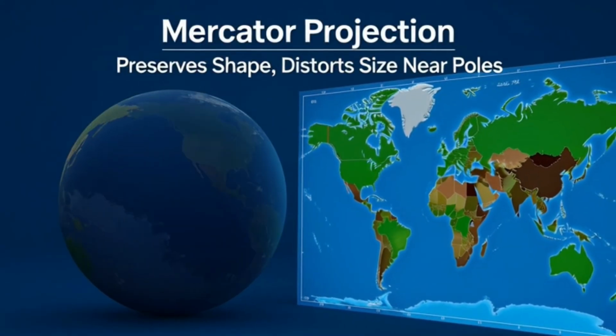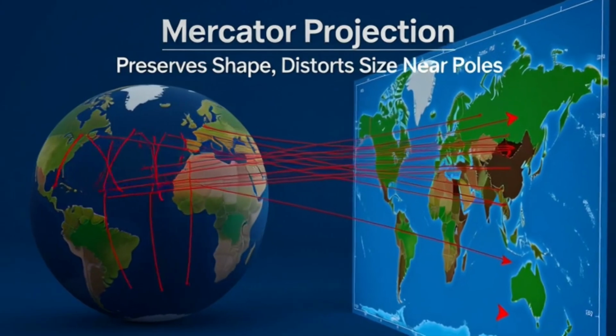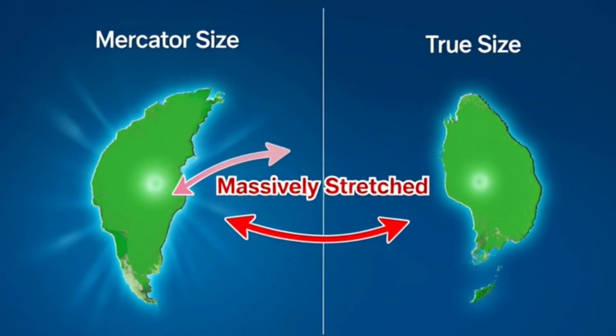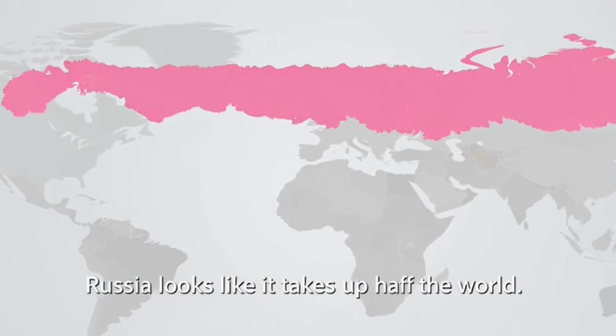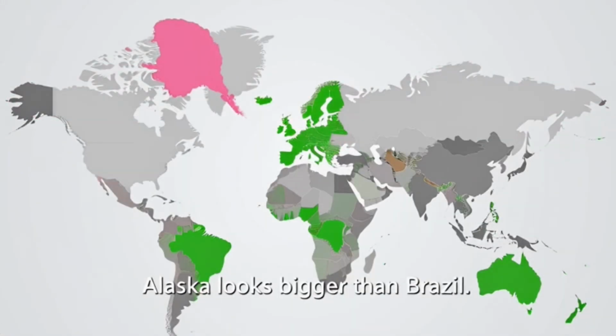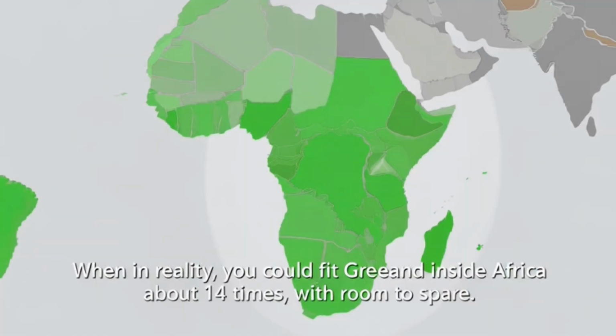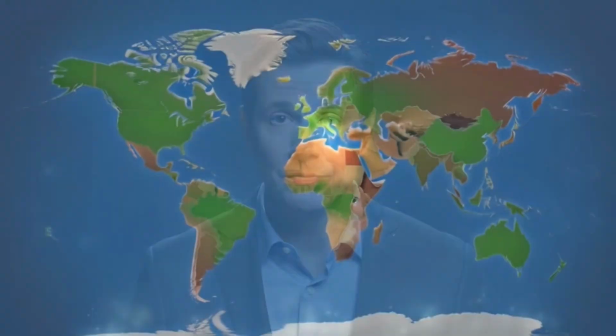Mercator chose to preserve shape, which means the closer a country is to the poles, the more its size gets stretched. Massively stretched. Russia looks like it takes up half the world. Alaska looks bigger than Brazil. And Greenland? Greenland looks roughly the same size as Africa. When in reality, you could fit Greenland inside Africa about 14 times with room to spare.